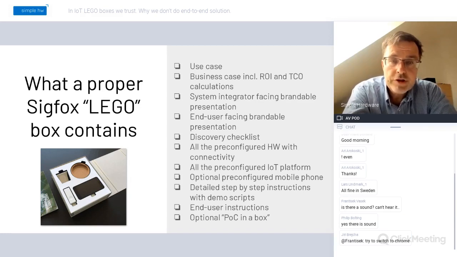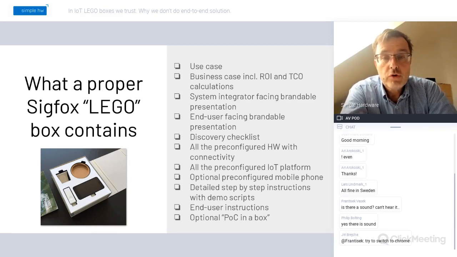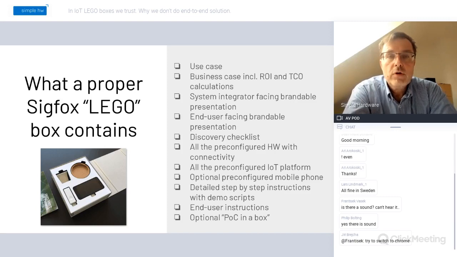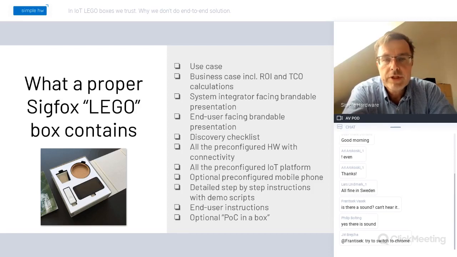Detailed step-by-step instructions. It should also contain end-user instructions, especially if you leave the box with the customer. So it should contain the end-user instructions and an optional POC in a box, and I'll be talking about the POC in a box concept shortly.